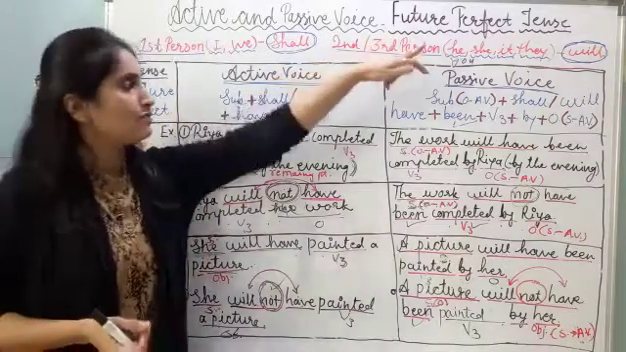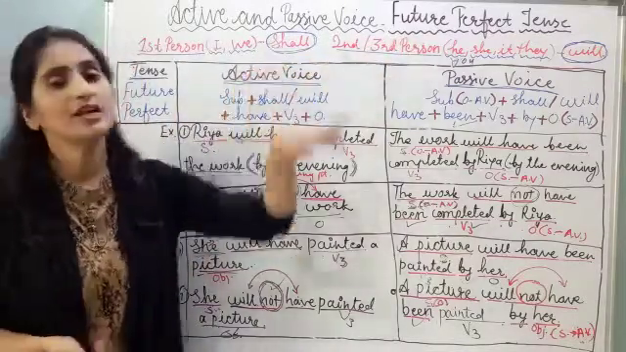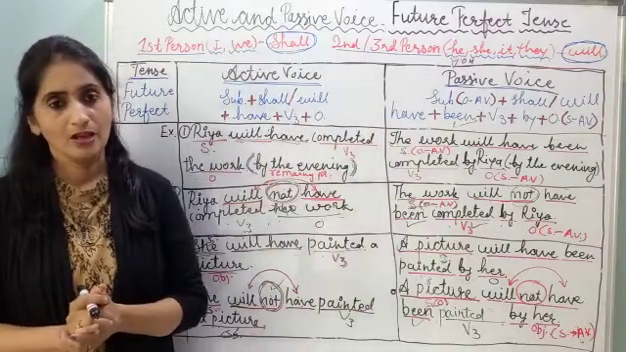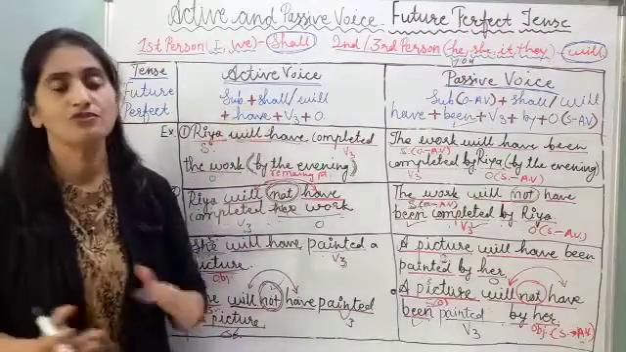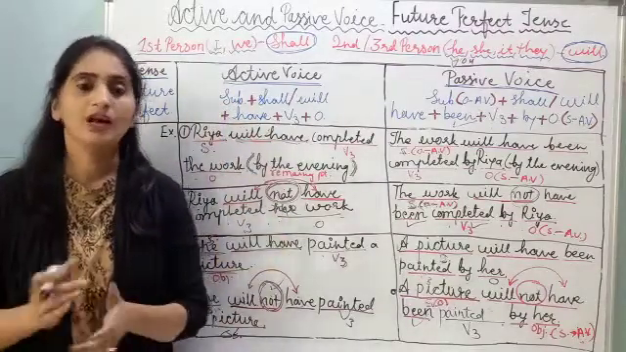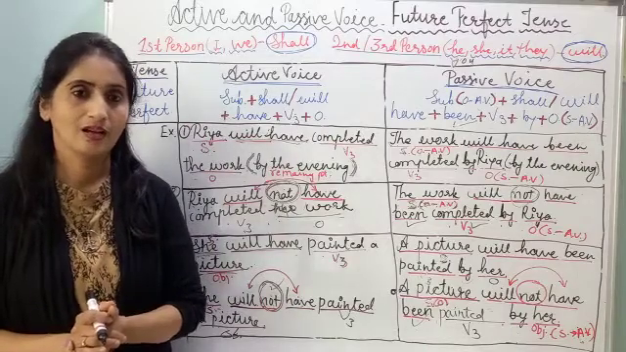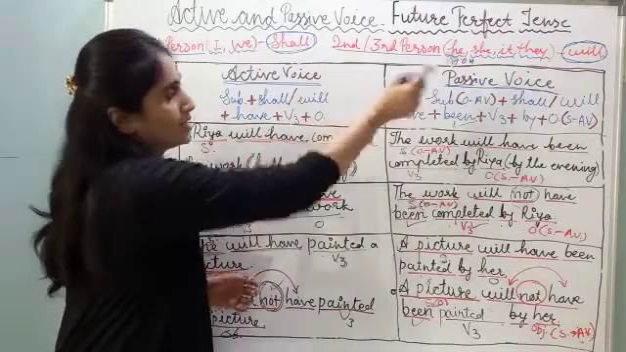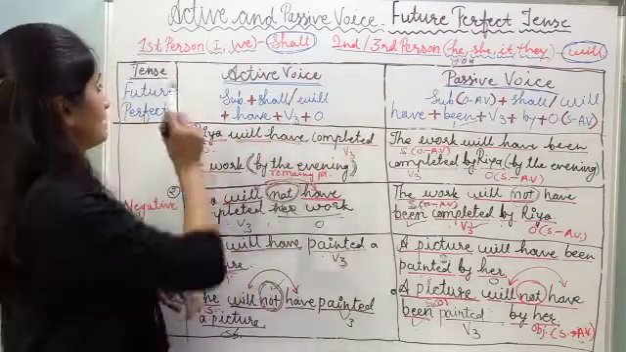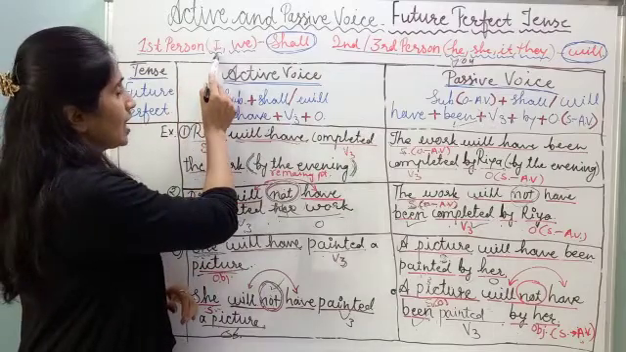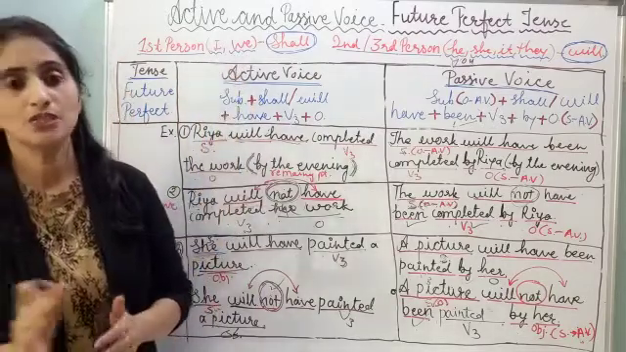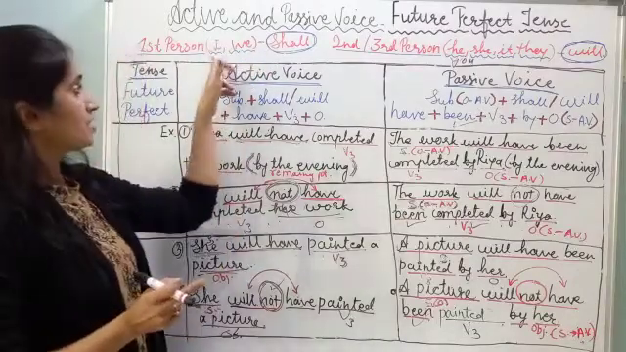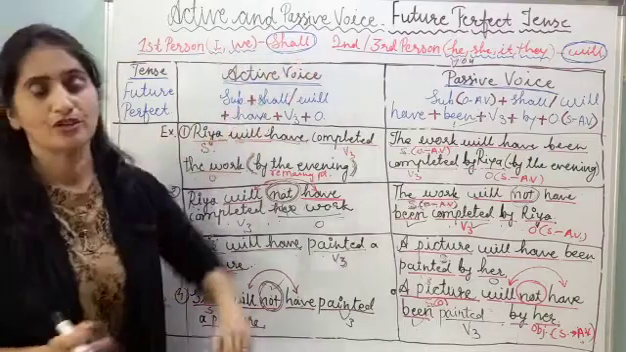So far as future perfect tense is concerned, we make use of shall and will there. This means we make use of modals. Here, we have to make use of shall have been, will have been like this. I have written here first person shall, second and third person will. This means we make use of shall if the subject is I or we. I is first person singular number and we is first person plural number. Means if the subject is I or we, make use of shall.